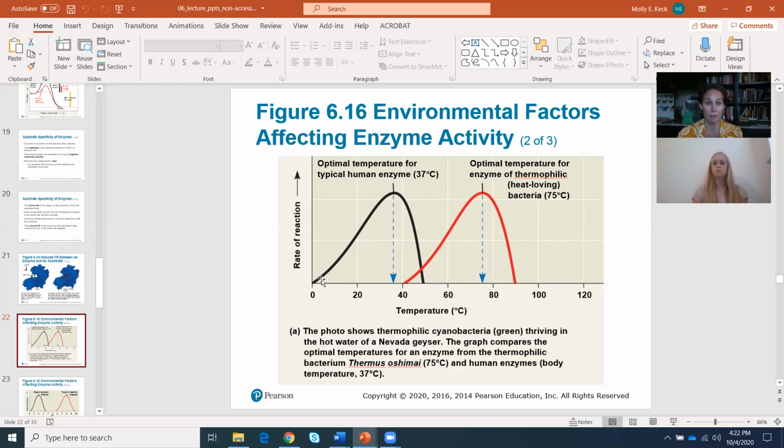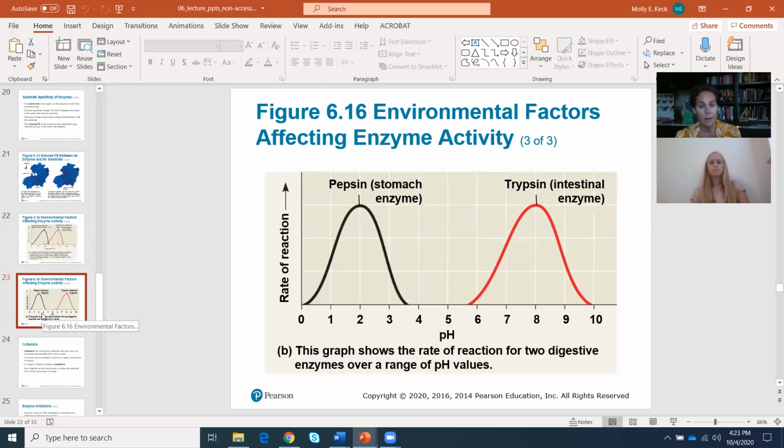And so when you have a fever and your body's off, if your fever gets too high, your body will shut down and it will stop doing the work that it needs to do because it's outside of its optimal temperature range. Same thing if you get too cold, your body will stop working because it needs to be at that optimum temperature. And then pH is the same thing.